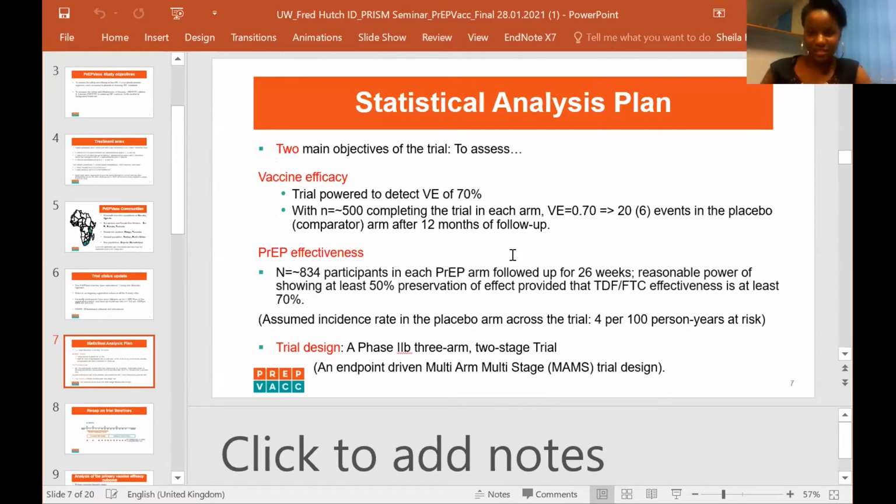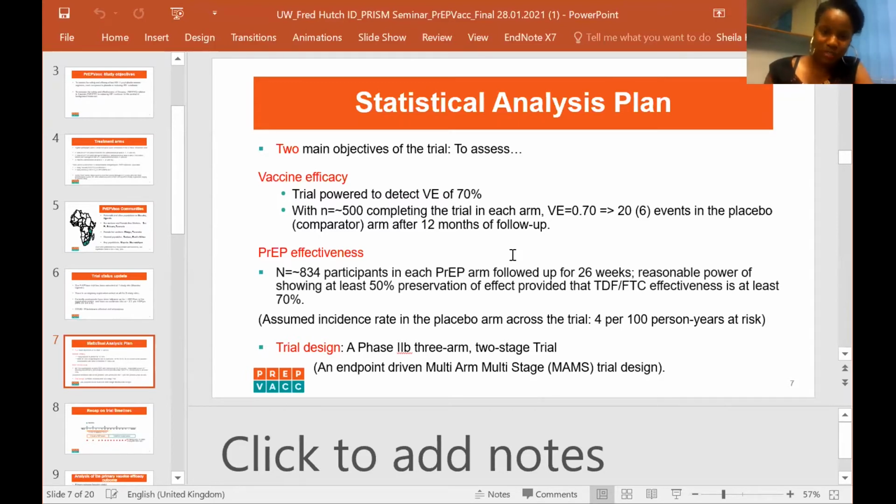Now let's get to the statistical aspects of the PrEPVacc trial. As we saw from the upper slides, it has 2 main objectives. One is to assess vaccine efficacy. The other objective is to assess PrEP effectiveness. Now, vaccine efficacy. The PrEPVacc trial is powered to detect a vaccine. If a vaccine has an efficacy of 70%, the trial is planned to have 90% power to detect this vaccine efficacy.